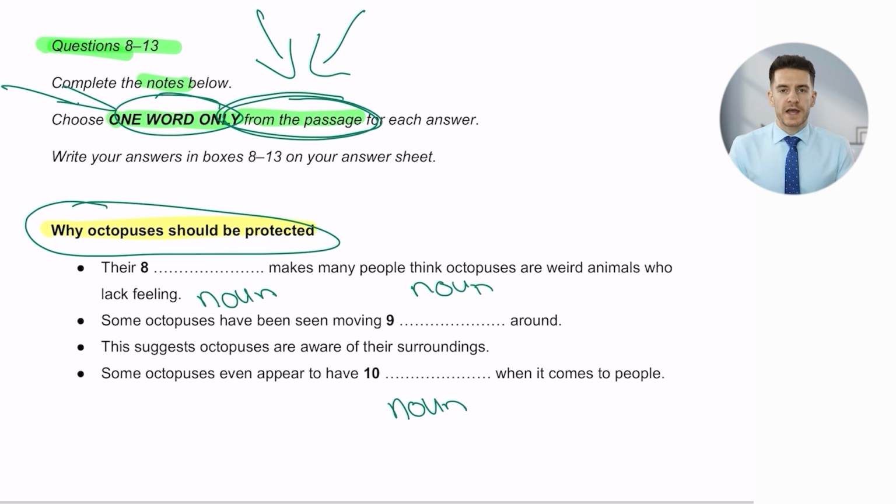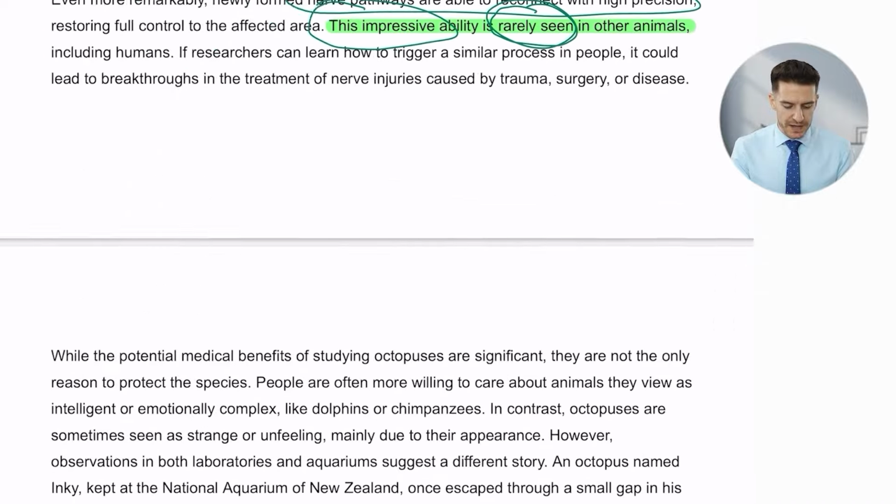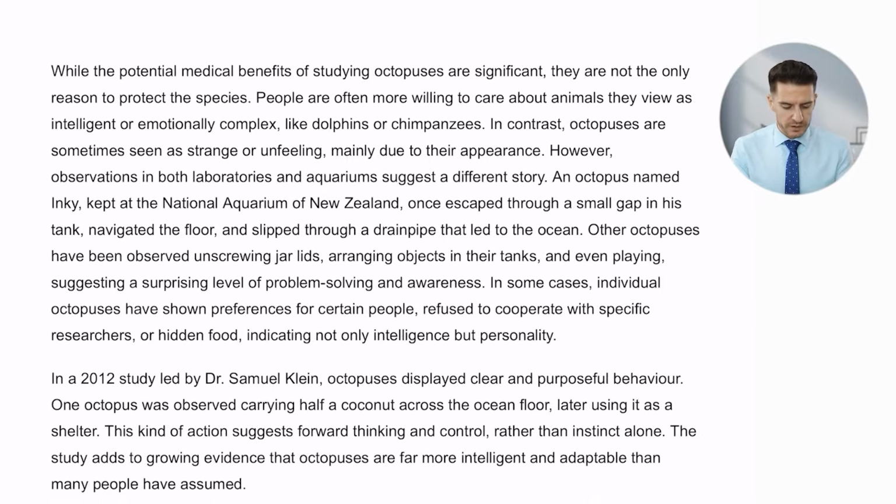All right, so let's look at the first question, number 8. There's something makes many people think octopuses are weird animals who lack feeling. And we're looking for something that makes people think that octopuses are weird and lack feeling. So that's what we need to keep in our mind when we're looking. And we also need to remember the title, Why Octopuses Should Be Protected. So let's go up and have a look at the passage and see if we can find anything to do with that.